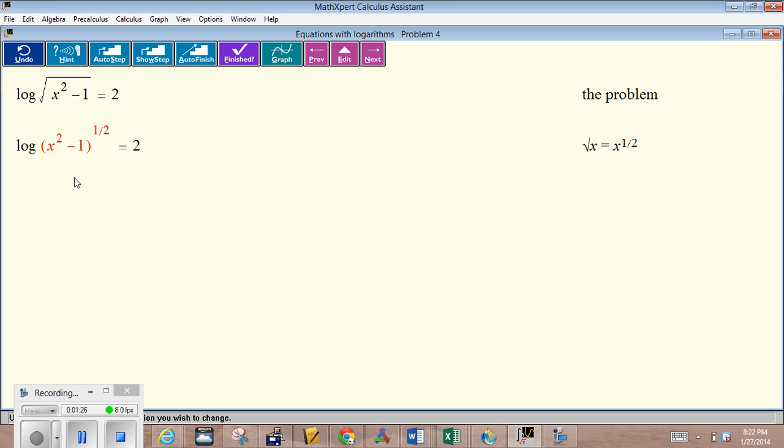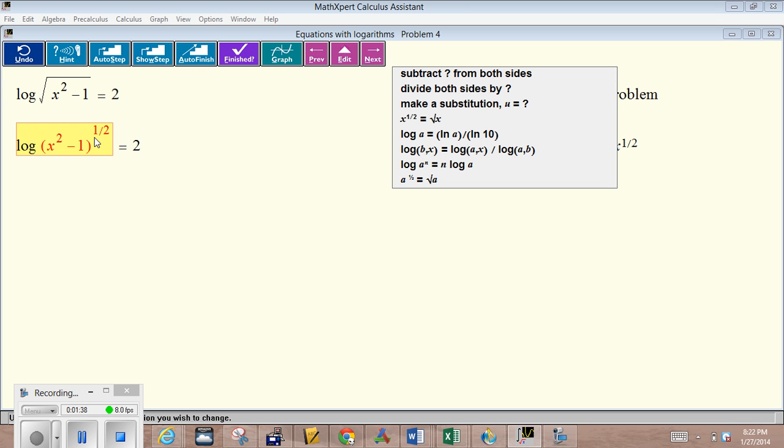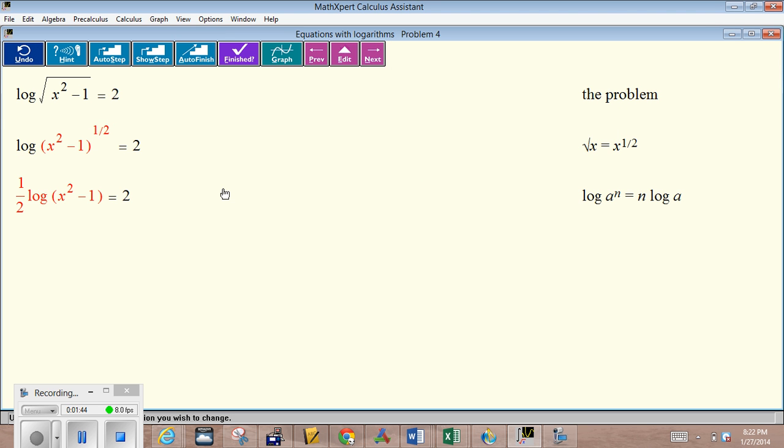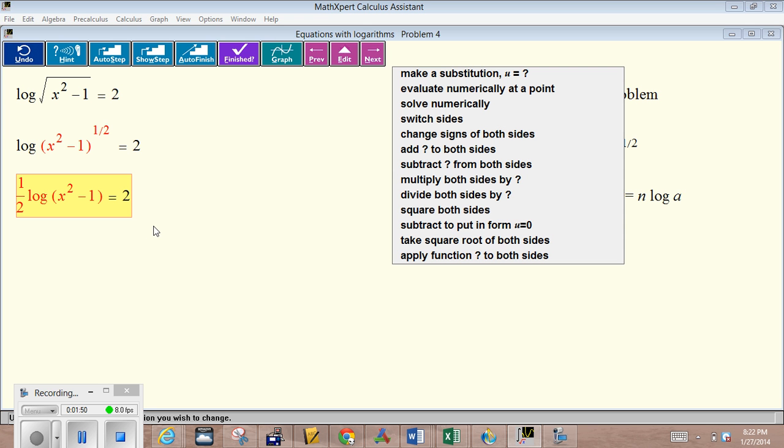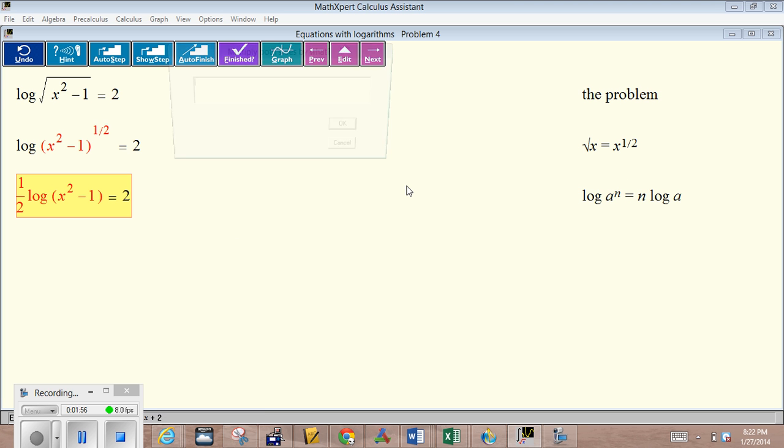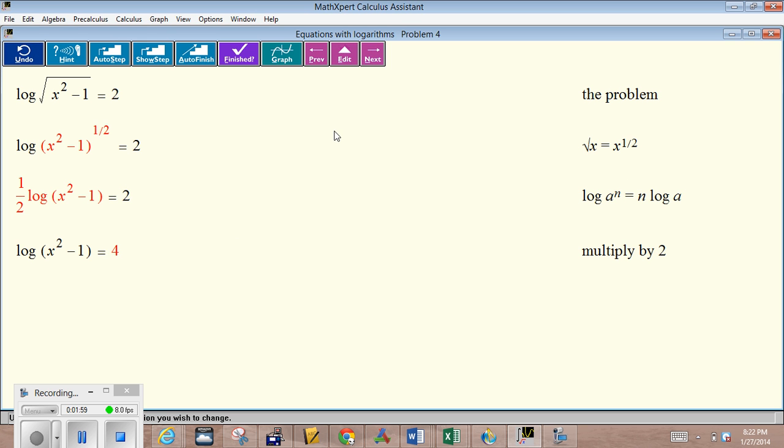Now, of course, we have a log of an expression, again the argument, to a power. And we know there's a power rule, which will drop that down. 1/2 is a coefficient. So I guess that would be this rule right here. Now ultimately I want to get the log by itself, so I'm going to multiply both sides by 2. Now I can convert that out to the exponential form. That would of course mean 10 to the 4th equals x squared minus 1.